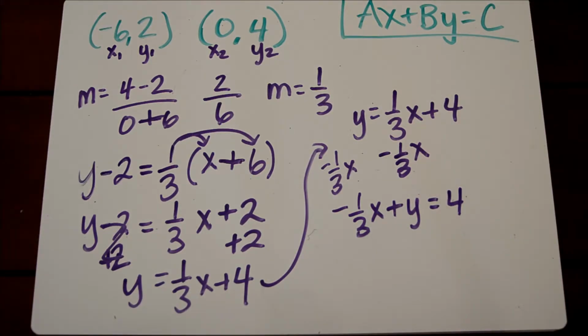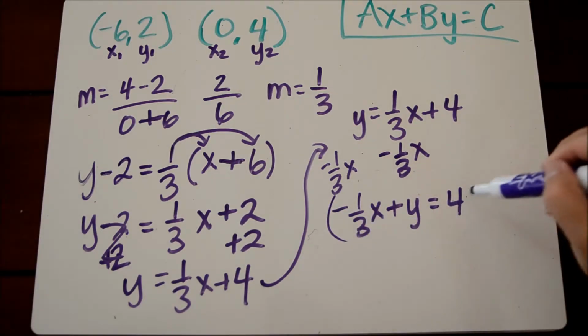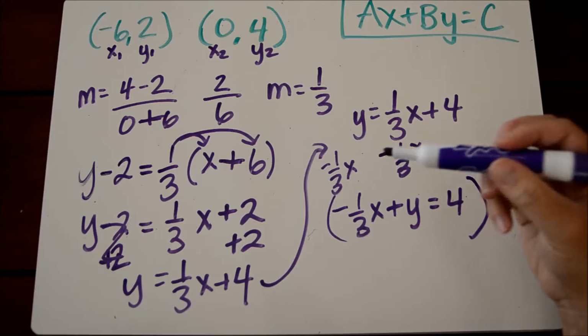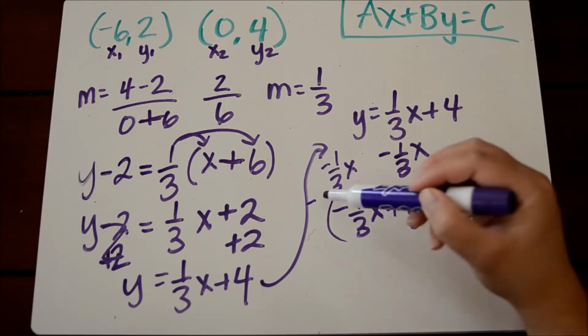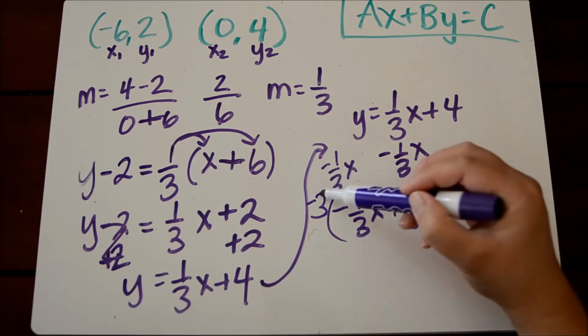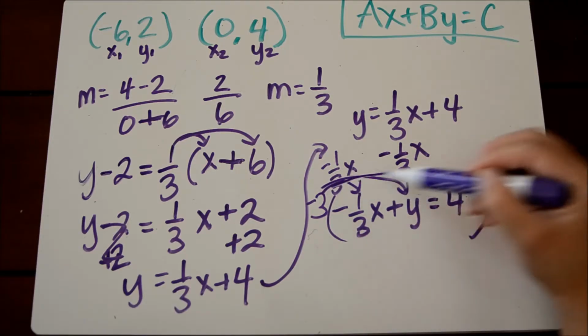And now we have 2 issues with our equation. Our a value is negative, and we also have a fraction. So we're going to undo both of those by multiplying the entire equation by negative 3. The negative will cancel out the negative, and the 3 will cancel out that fraction.